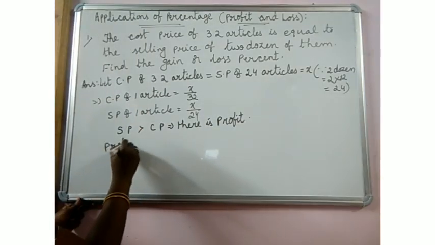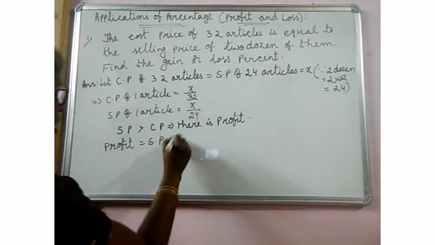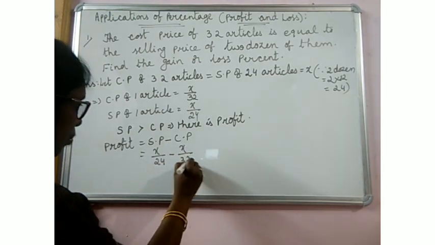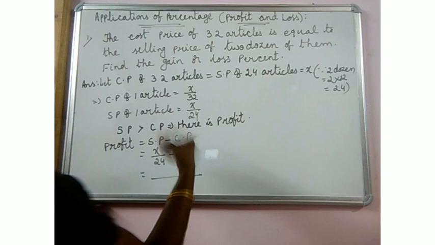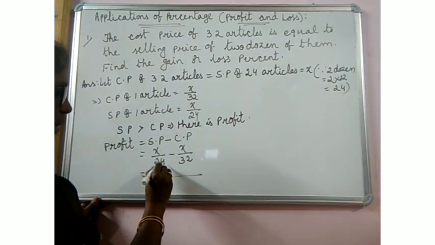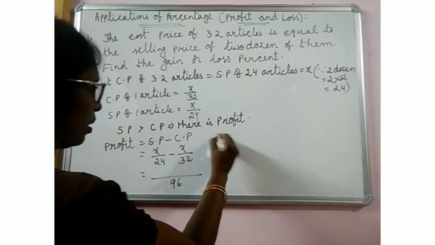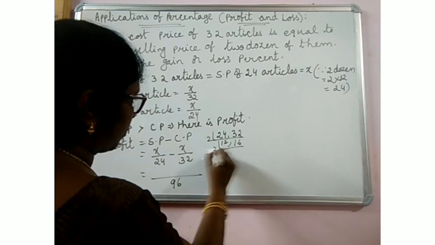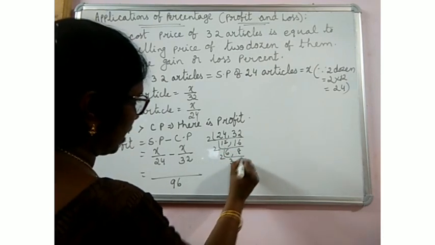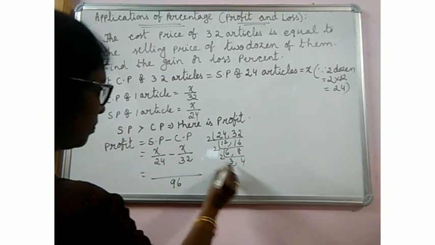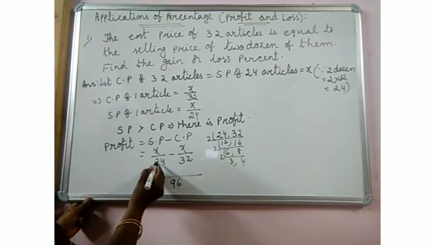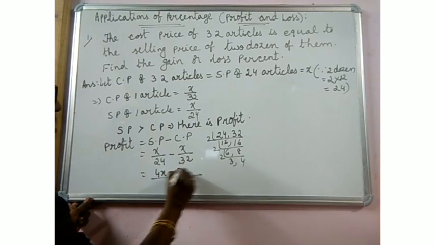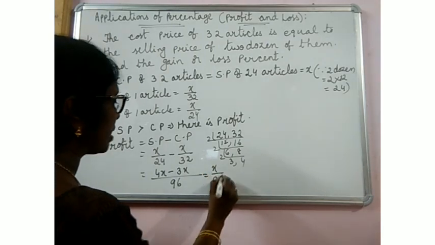So profit is equal to, you know, SP minus CP. SP is X by 24. CP is X by 32. For 24 and 32, if you take the LCM, you will get 8 3s are 24, 4s are 96. If you cannot, you can do like this: 2, 12, 2, 16, 2, 6, 2, 8, 2, 3, 2, 4. If you multiply, you will get it. 96 divided by 24 is 4, 4x. 96 divided by 32 is 3, 3x. That means X by 96 is the profit.